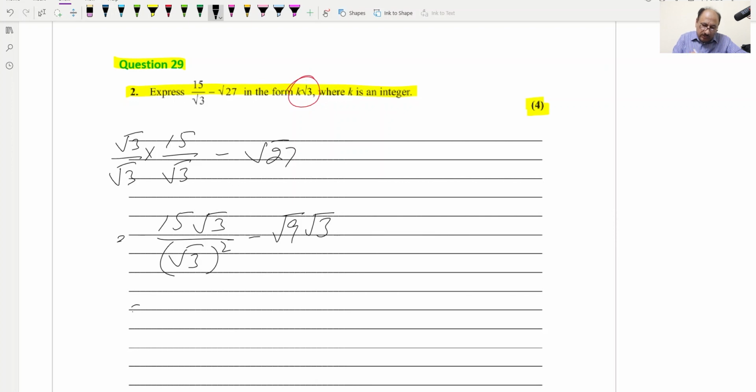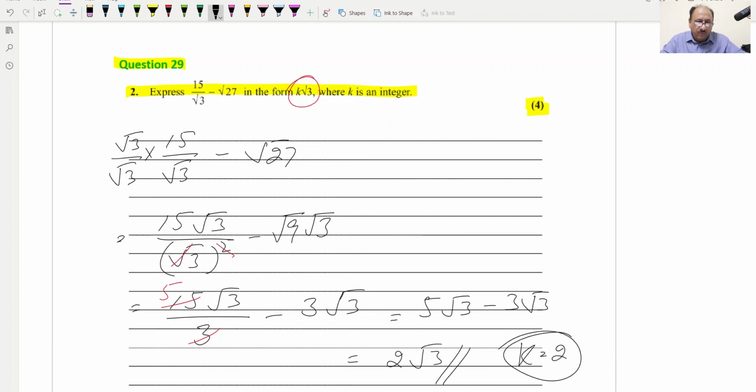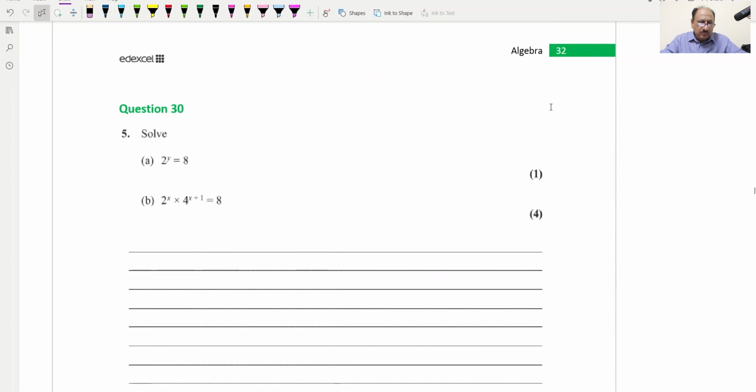So this will be 15 under root 3 over 3, as the square and square root will be cancelled, and minus 3 under root 3, since under root 9 is 3. Then 3 and 15 will be cancelled, so we'll get 5 over here, and our next step will be 5 under root 3 minus 3 under root 3, and we can rewrite it as 2 under root 3. This will be our final answer, and k value is equal to 2. This is done for 4 marks. Hopefully you understood this.